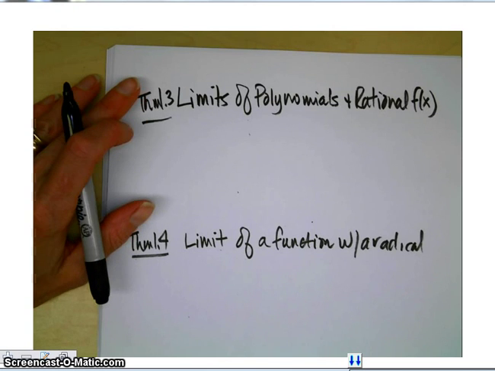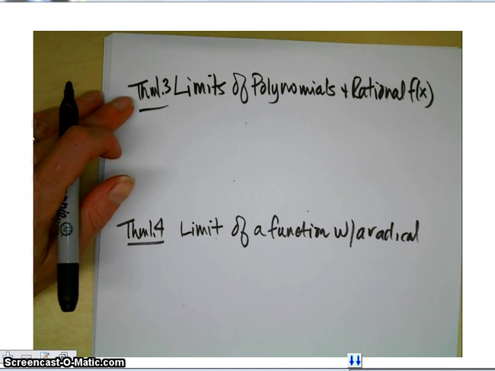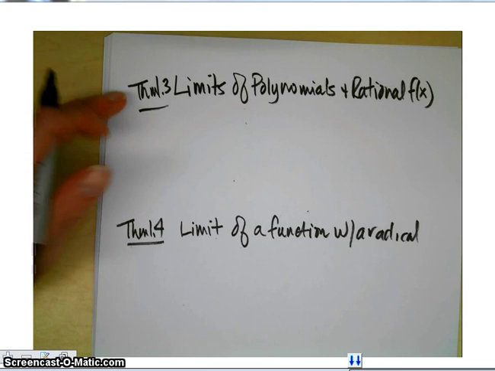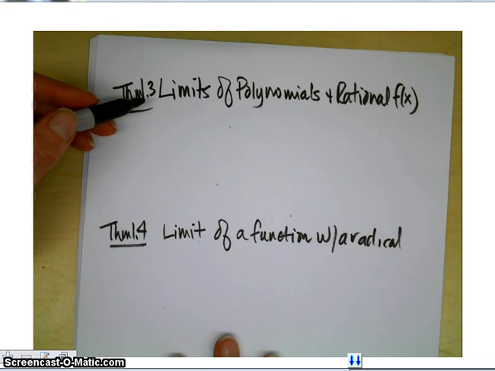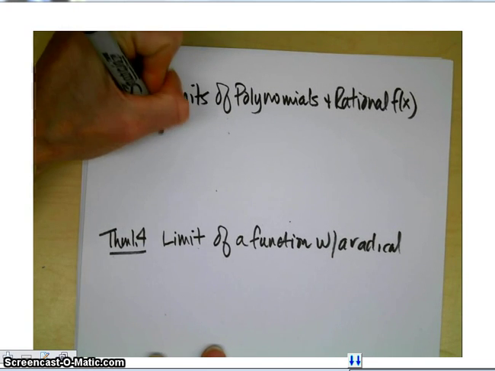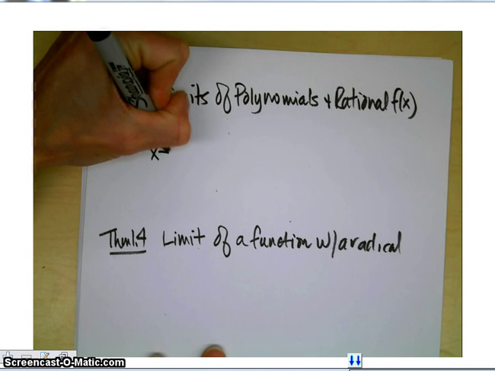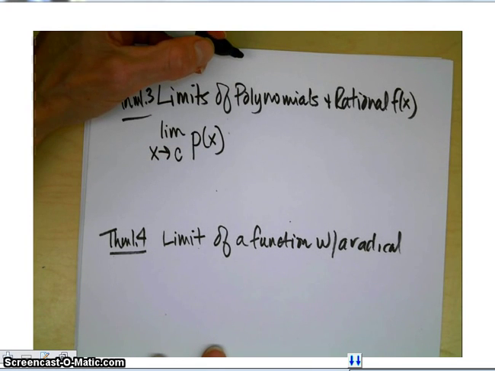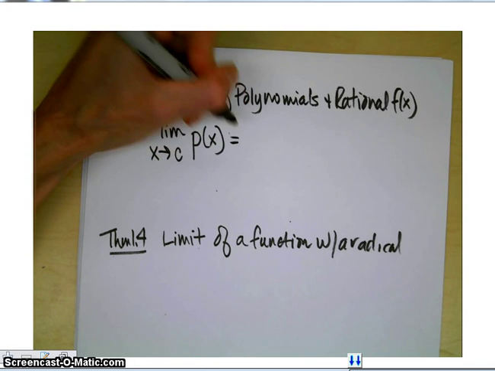We find limits here analytically. Analytically means using algebra. We don't have to look at the graphs. All right, so the limit of a polynomial and rational function. So the limit as x goes to c of a polynomial function p of x. Who knows what a polynomial function is?